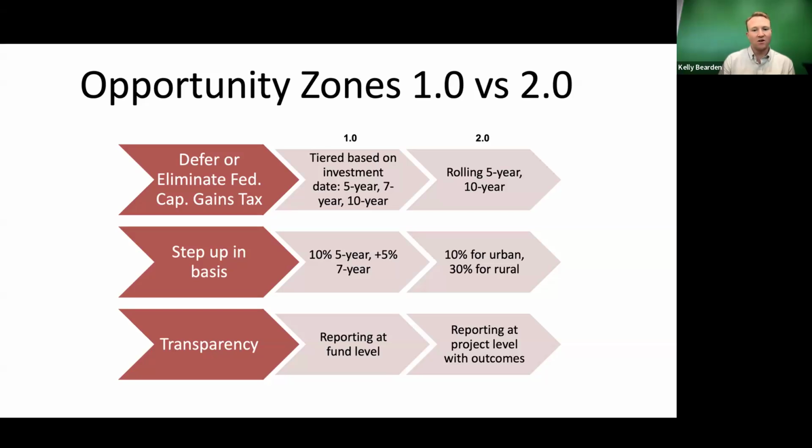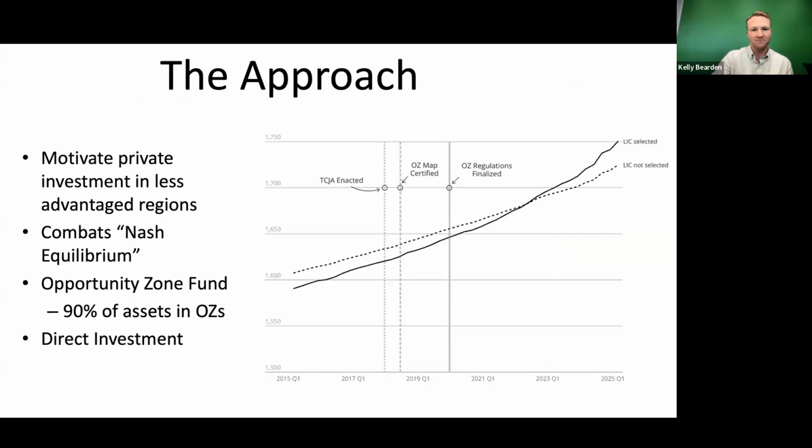Additionally, there's improvements with transparency. In 1.0, there was reporting at an opportunity zone fund level, and that was helpful. However, reporting at a project level was largely voluntary. With 2.0, we're going to be seeing improved reporting at that level. It will include housing units, it'll include jobs created, and it'll include federal reviews in years 6 and 11 that we can then use for Opportunity Zones 3.0 in 10 years.